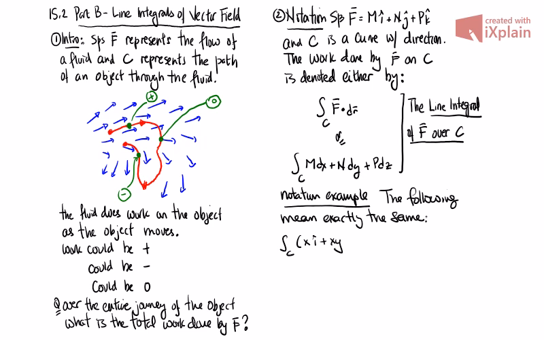So if you were to see this, the integral over C of xi plus xyzj plus, say, z squared k dot dr, this means the same as if you were to see the integral over C of x dx plus xyz dy plus z squared dz. This isn't saying anything about how to evaluate either of them. It's just saying these two notations mean precisely the same thing. They're both measuring the work done by the vector field on the object.